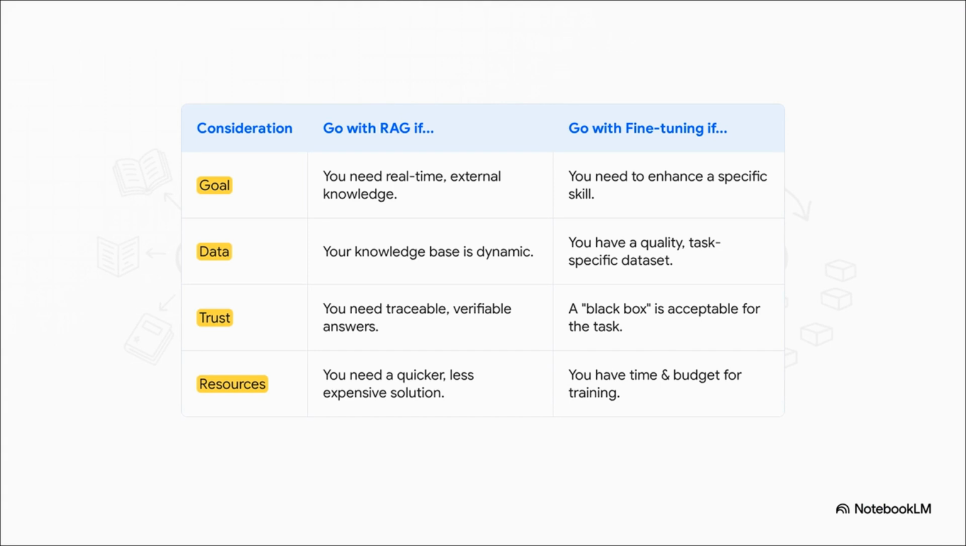1. What's your goal? If it's real-time knowledge, go RAG. If it's a specific skill, that's fine-tuning. 2. What's your data look like? Dynamic and ever-changing? RAG. A static, high-quality set of examples? Fine-tuning. 3. How important is trust? If you need to trace your answers, RAG is the only way to go. And finally, 4. What are your resources? Need something fast and cheap? That's almost always RAG. Go ahead and pause here and just see which column fits your project.